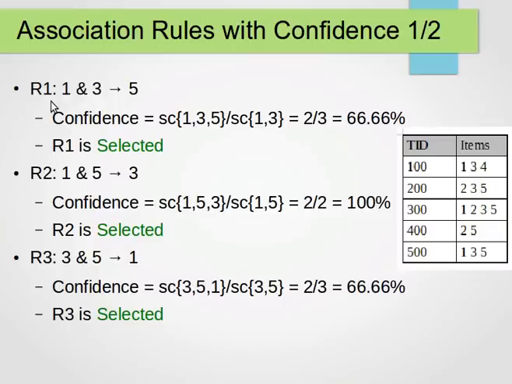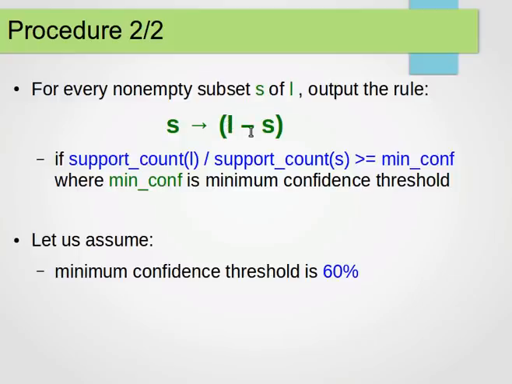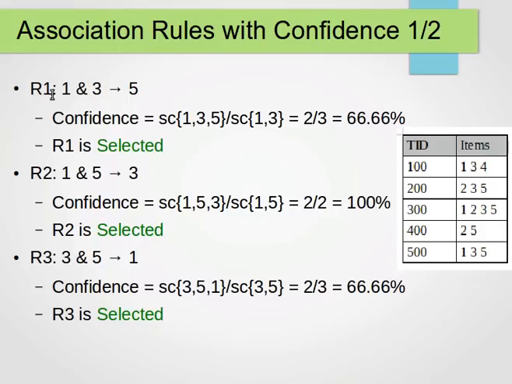Now let's say rule 1, we take subset {1,3}. What that means is S is {1,3}, so I minus S will be {1,3,5} minus {1,3}, that will be 5. What this rule says is that if we have items 1 and 3, then also recommend item 5. We compute the confidence. The support count for I, {1,3,5}, is 2, because in the transaction database, {1,3,5} appears once, twice, that's 2, over the support count of S, which is {1,3}. The support count of {1,3} is 1, 2, 3. So 2 over 3 is 66.66%, therefore R1 is selected.